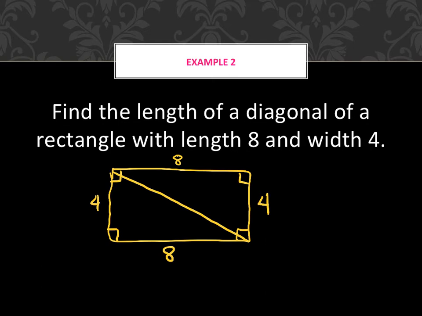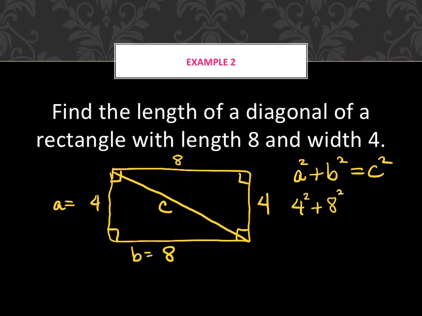So again, the diagonal here is going to be my C. It's my hypotenuse. So again, I'm going to use Pythagorean theorem to find the length of that diagonal, which is the hypotenuse. So I could say this will be A and this will be B. So 4 squared plus 8 squared equals C squared, which is my diagonal. 4 squared is 16. 8 squared is 64. I'm now going to add them. And I get 80.